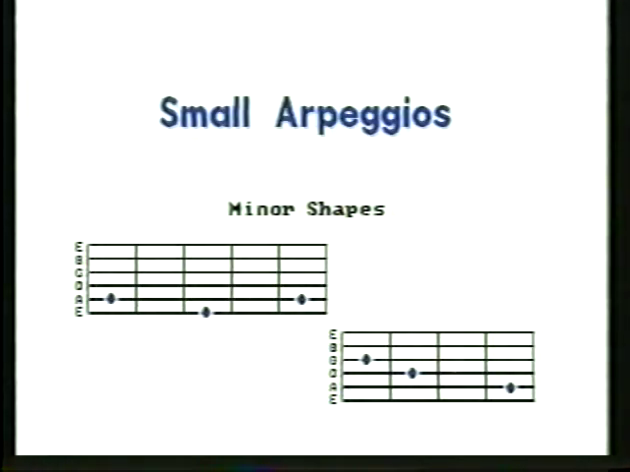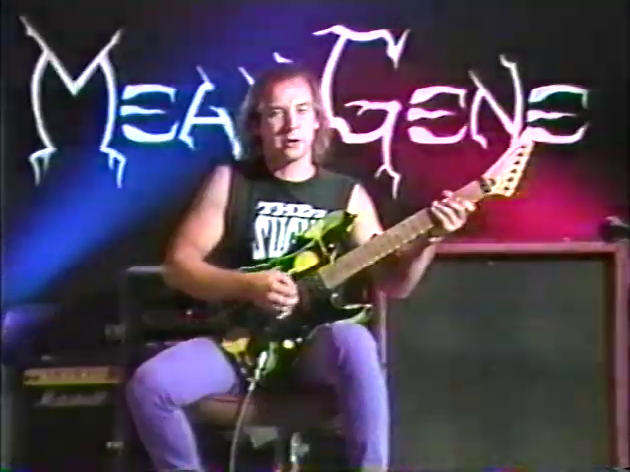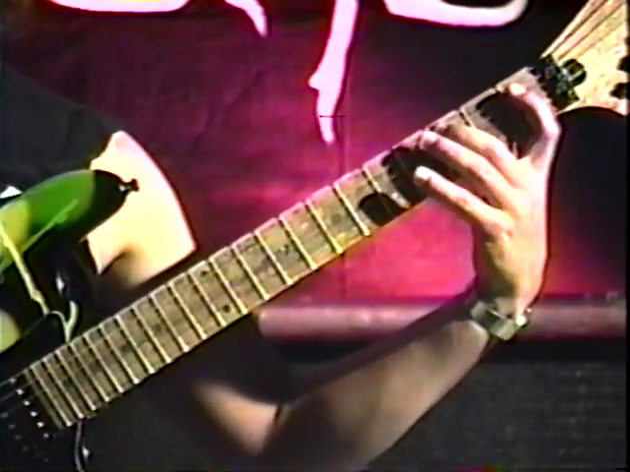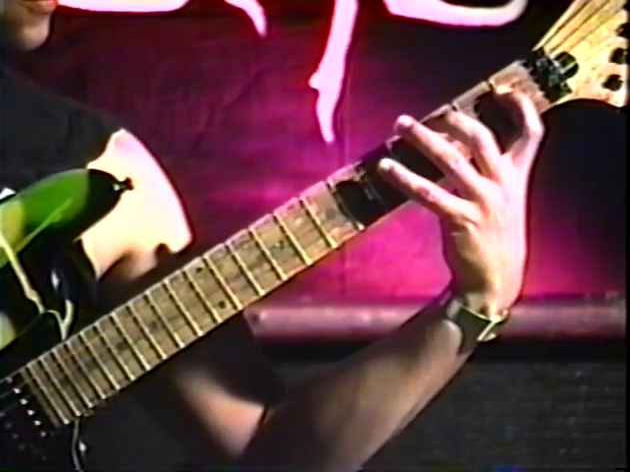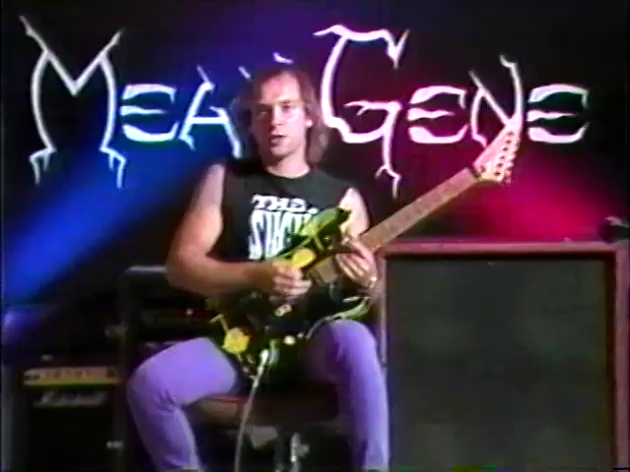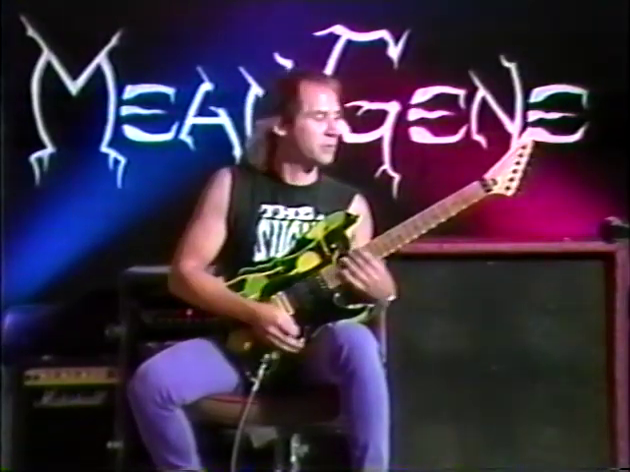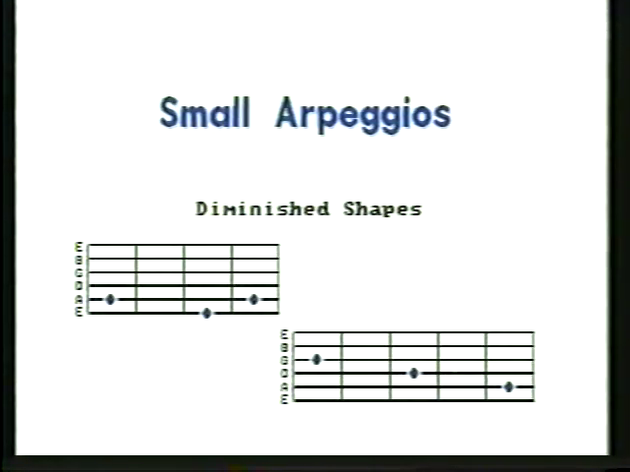Alright, and here we got the same family of arpeggio, but a minor version. I'm going to stick at the same fret so you can see it. And these can also stay on the same string roots as the last one. And then also the same family, we got the diminished.